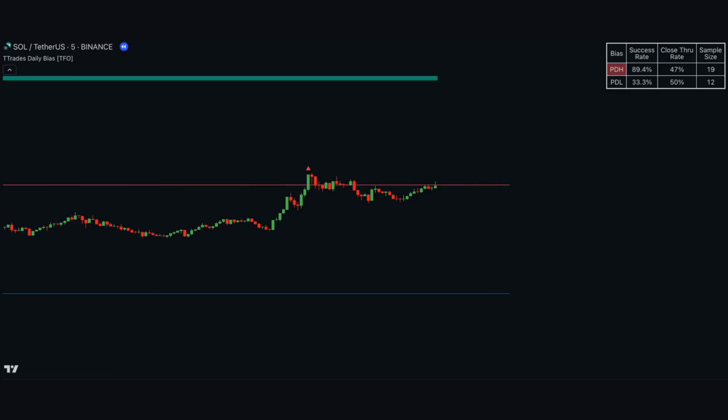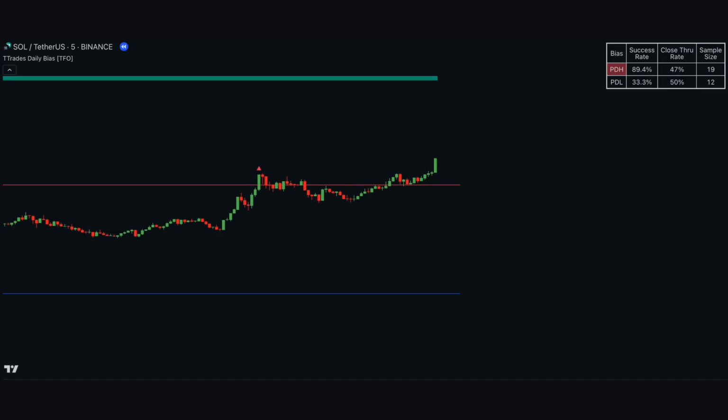As an example of how to read the table's data, we can look at the PDH row of the Solana chart above. The sample size here indicates that there were 19 instances where the daily bias was assigned as PDH. From this sample size, 89.4% of instances did go on to trade through PDH, and only 47% of those instances actually went on to close through PDH after hitting that level. Based on this information, you can anticipate the potential winning ratio if you decide to target the PDH.